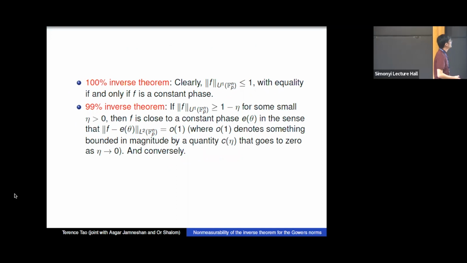What's easy is that if f is one-bounded, this mean is at most 1, and it's equal to 1 if and only if f is constant. That's the triangle inequality. It's also easy to show a 99% version. If your U1 semi-norm is bigger than 99%, if it's very, very close to 1, then you are very close to a constant phase in L2. That is, there exists some phase such that the distance is little o of 1, just in L2. That's just the cosine rule, basically. Little o of 1 is anything that goes to 0 as eta goes to 0. So that's really easy.